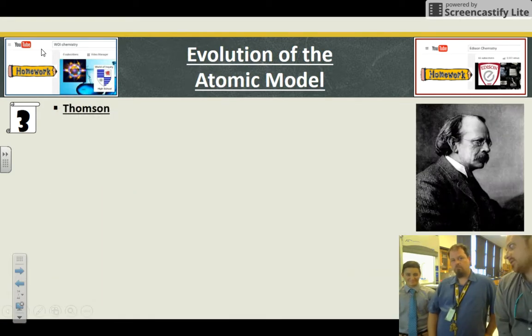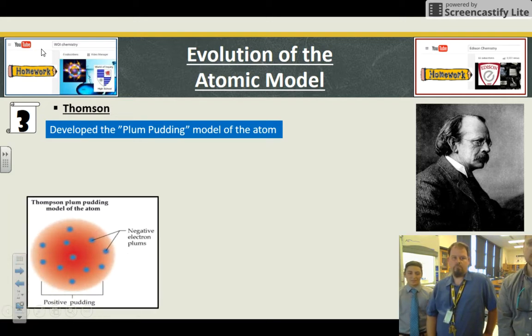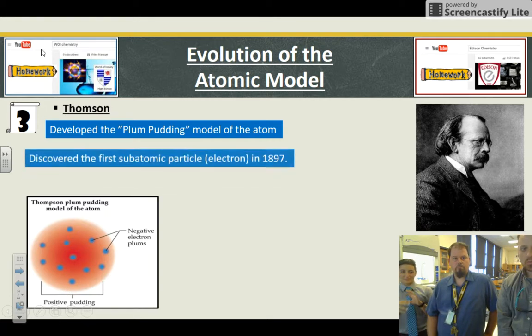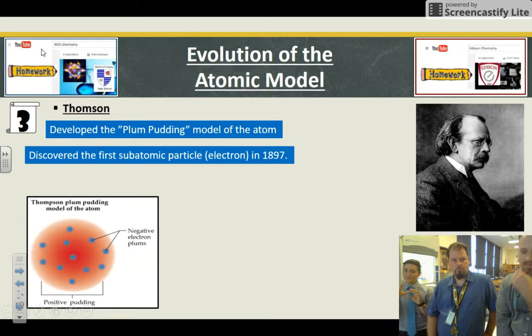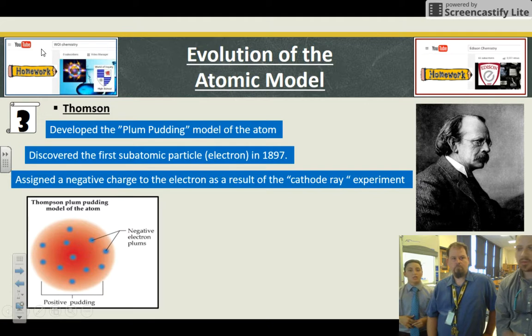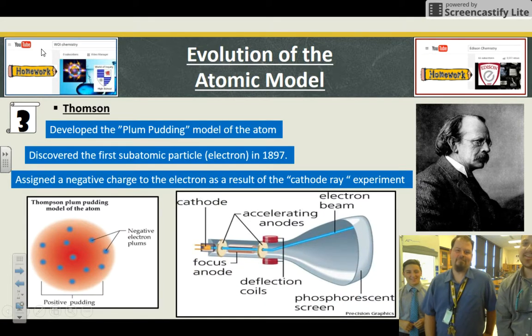What do you know about Thomson? He had the plum pudding model. You've got your pudding and some raisins or whatever throughout it. There's stuff in there, but it's in no particular order. Those things would be the electrons, the first subatomic particle. And those have the negative charge.